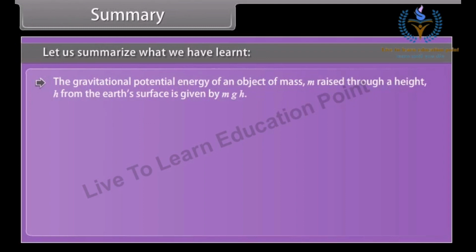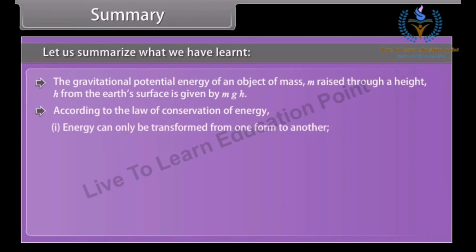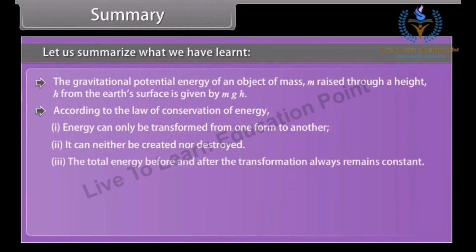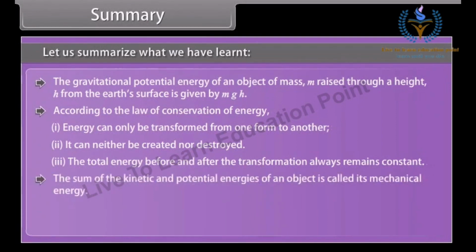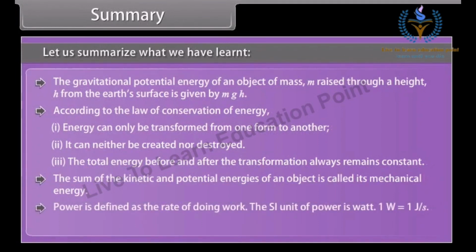According to the law of conservation of energy, energy can only be transformed from one form to another. It can neither be created nor destroyed. The total energy before and after the transformation always remains constant. The sum of the kinetic and potential energies of an object is called its mechanical energy. Power is defined as the rate of doing work. The SI unit of power is watt. 1 watt is equal to 1 joule per second.